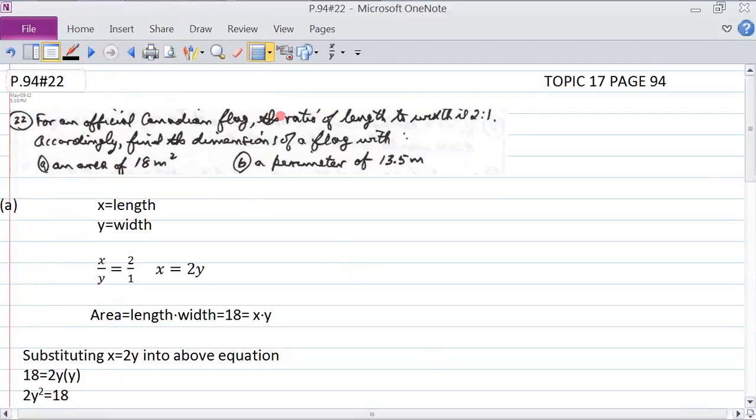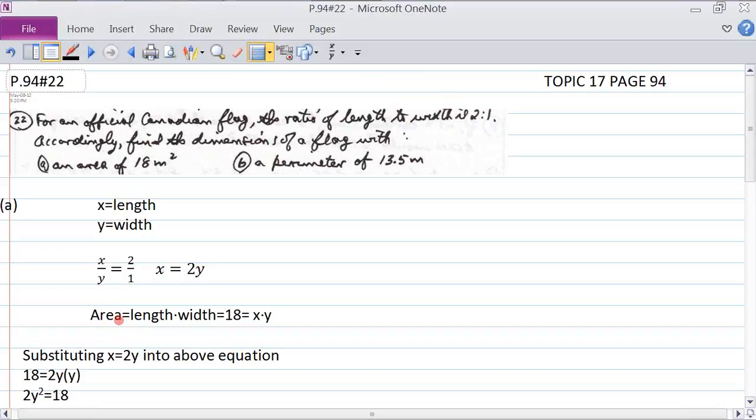For an official Canadian flag, the ratio of the length to the width is 2:1. Accordingly, find the dimensions of a flag with an area of 18 meters squared, a perimeter of 135 meters. So X is the length, Y is the width, and the ratio of the length to the width is 2:1. Length, width, 2:1. If we cross multiply, X equals 2Y.